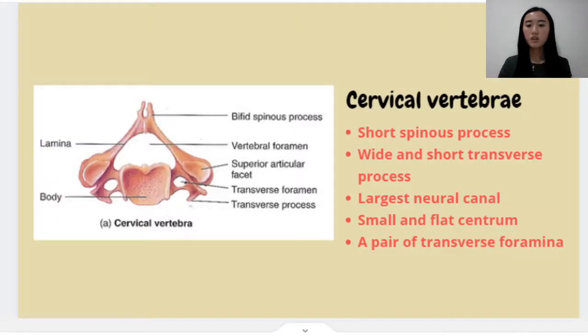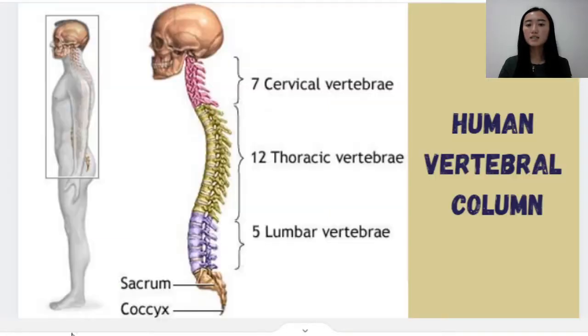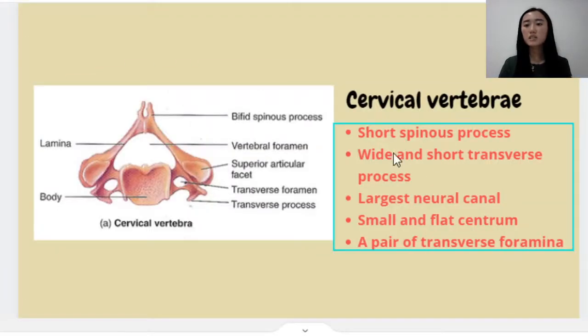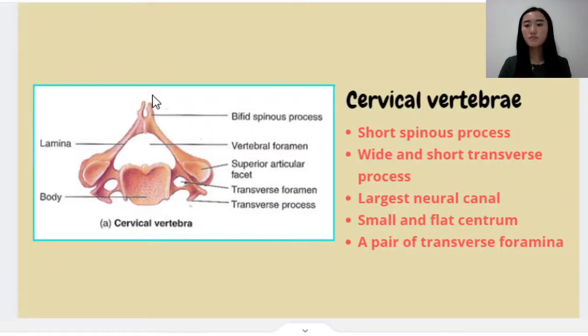Now we go to see the cervical vertebra. Cervical vertebra is the upper part here. The cervical vertebra consists of a short spinal process, a wide and short transverse process, and also the largest neural canal, which is also known as vertebral foramen, and a small and flat centrum, which is also known as body. And it also has a pair of transverse foramina on both left and right sides of the cervical vertebra.